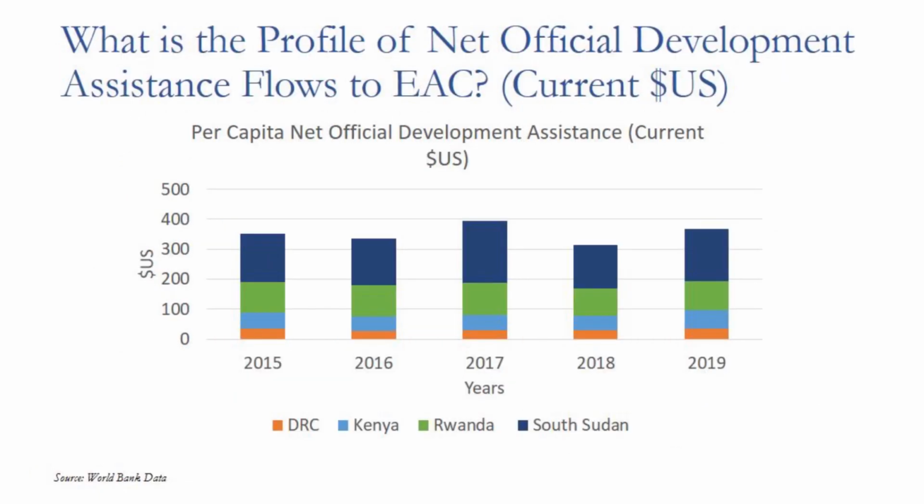Now, what can we say about net official development assistance? The chart in front of us illustrates the per capita net official development assistance of the Congo, Kinshasa, Kenya, Rwanda, and South Sudan. This is a selection of some of these countries. Between the years 2011 and 2019, the East African community received an average of $20 of development assistance for every single one of its citizens.